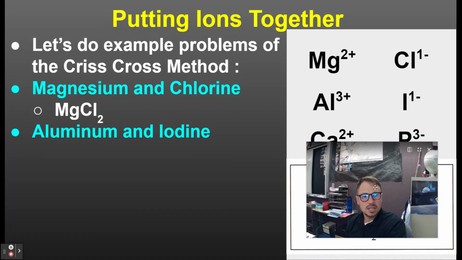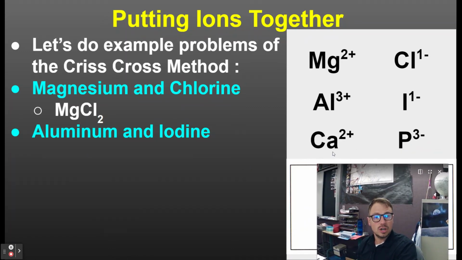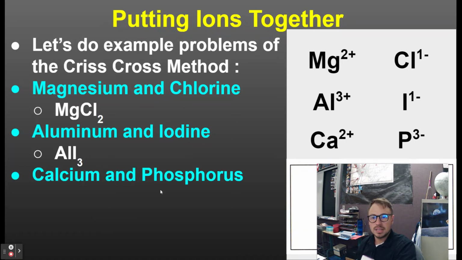Aluminum and iodine. If I look at this, now I've got a +3 charge on aluminum and a -1 charge on iodine. Well, the crisscross method tells me I'm going to need one aluminum, and if I take this 3, I'm going to need 3 iodine. So it's aluminum iodide, and it's 3 iodines, right?